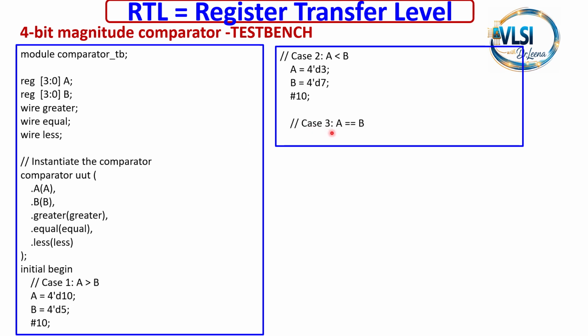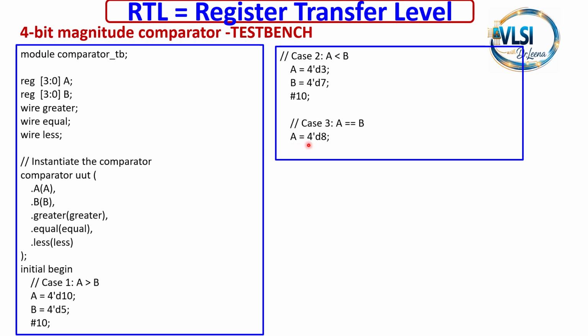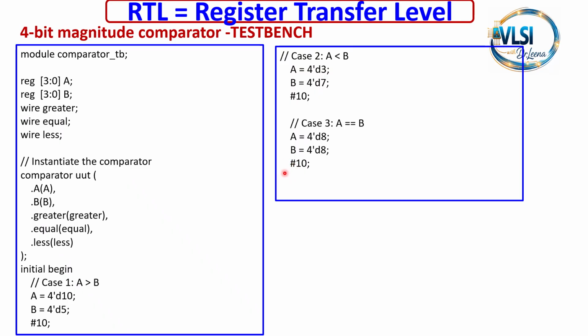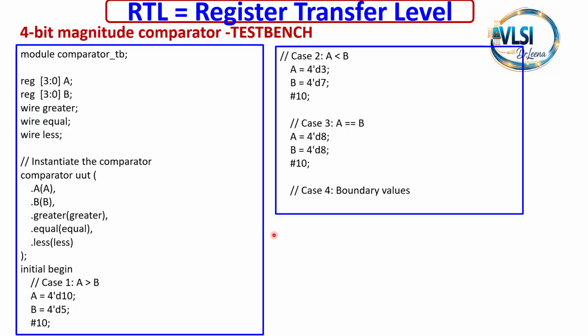So the case 3 is A is equal to B. So look at here, when A is 4-bit decimal 8, and B is also 4-bit decimal 8. So the value of A is also 8 and B is also 8. Both are equal, and when it is equal, the expected output equal to will be 1. So in this case, it performs the operation, and after 10 time units, now we are giving boundary values as case 4.